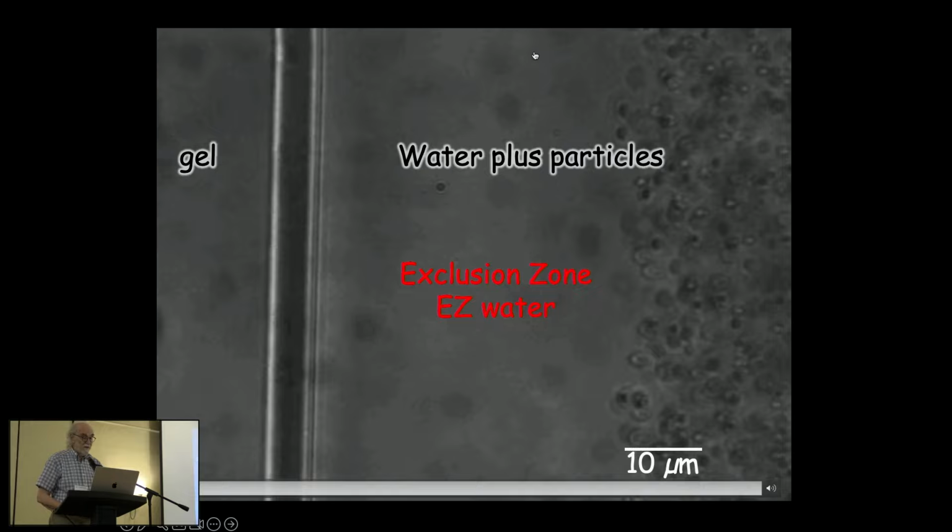Later, we called this region, because its physical chemical properties were completely different from ordinary water, fourth phase water. So I use the terms EZ water and fourth phase water. They're equivalent to one another.